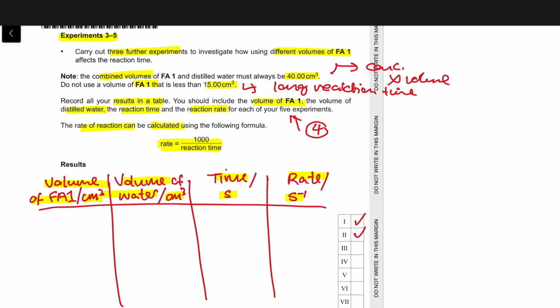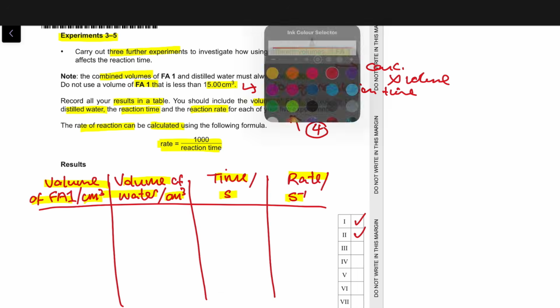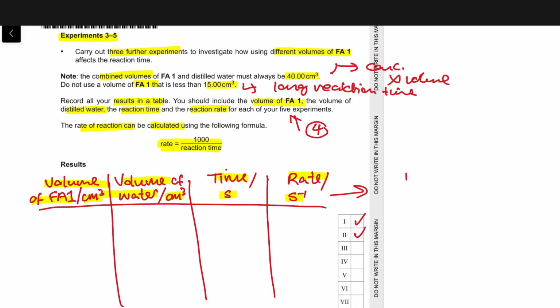For the volumes, it makes the most sense to use centimeters cubed. For time, they did say to use it to the nearest second, so that is an indicator that we'd be using seconds. And for the rate, it would be seconds to the power -1. Really all that means is it is just the same as 1 over s because we're doing 1 over time and our time is in seconds.